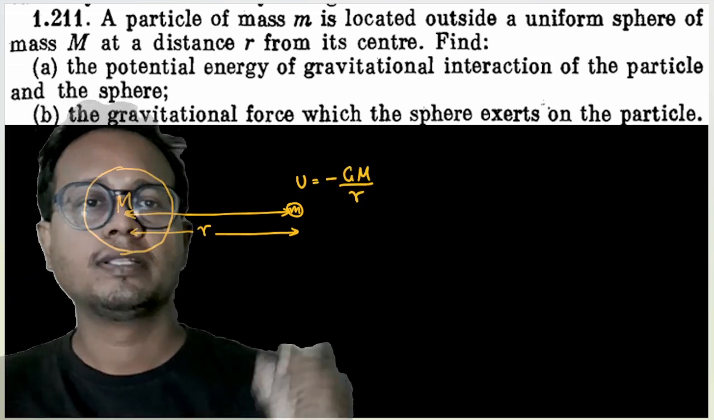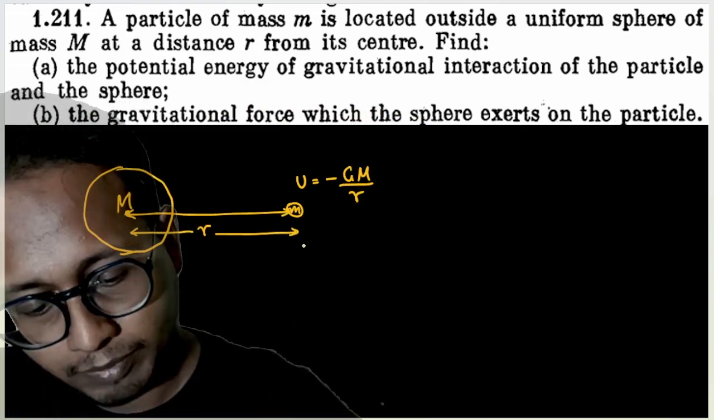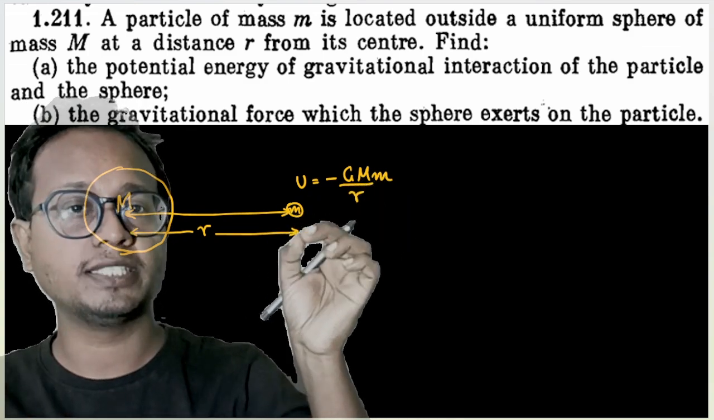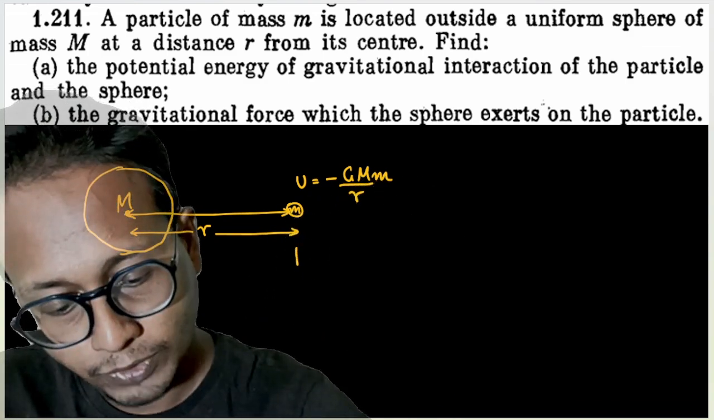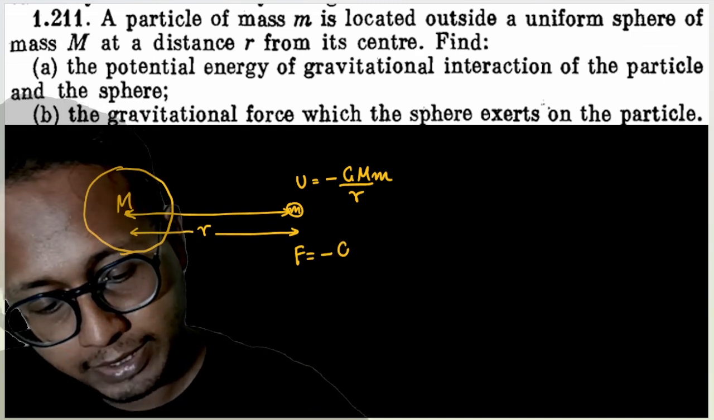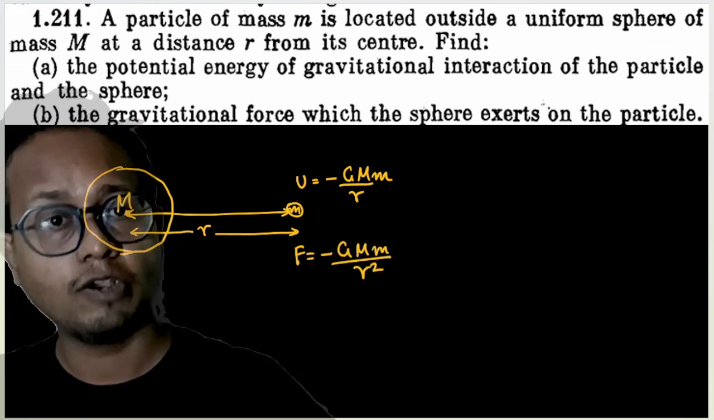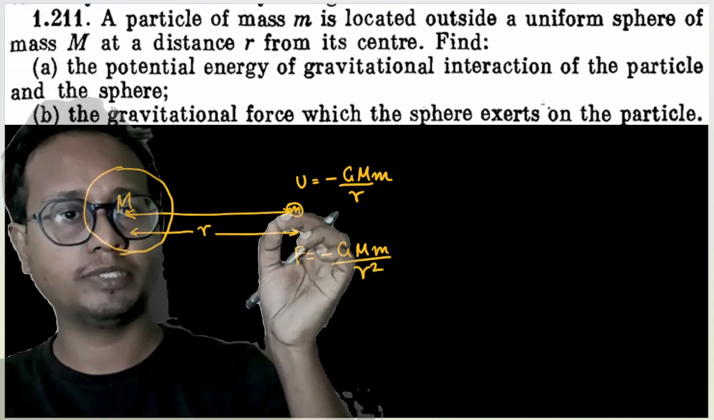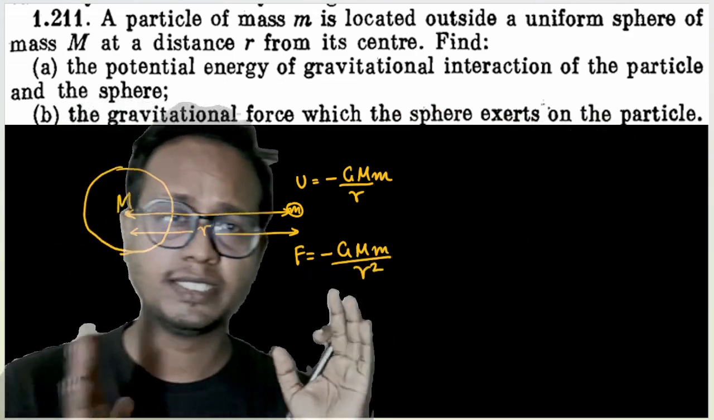The gravitational force with which the sphere acts on the particle. Force is nothing but GMm. Potential is nothing but potential energy of 1 kg, so potential energy of m kg would be the potential multiplied by m. Similarly, force is nothing but minus G capital M into small m by r square, or you have to multiply the mass of the planet by the field at this point. So this is simple in nature.